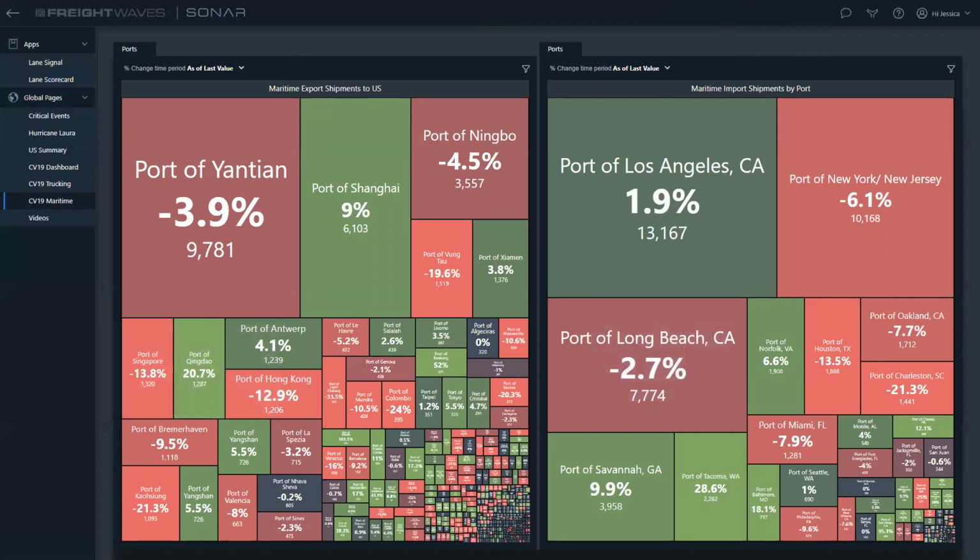Bottom right is the smallest. So that is kind of how you read a tree map here: top left to bottom right, top left to bottom right.